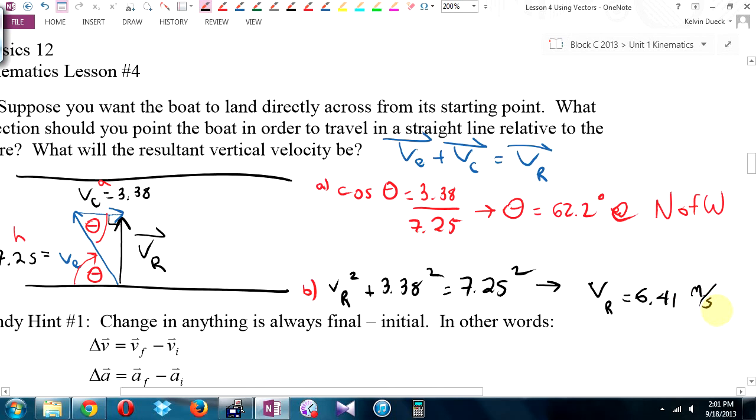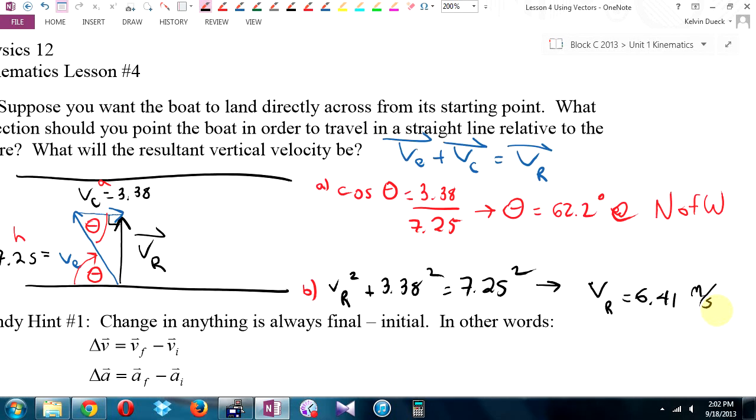So, if I want to end up straight across from where I started from, I point my boat into the current, and I travel at 6.41 meters per second with respect to the shore, even though my engine is still pushing me through the water at 7.25 at wide open throttle. Is that okay?